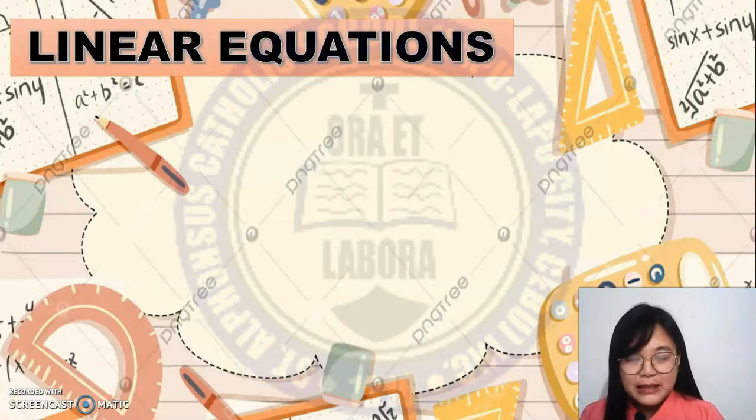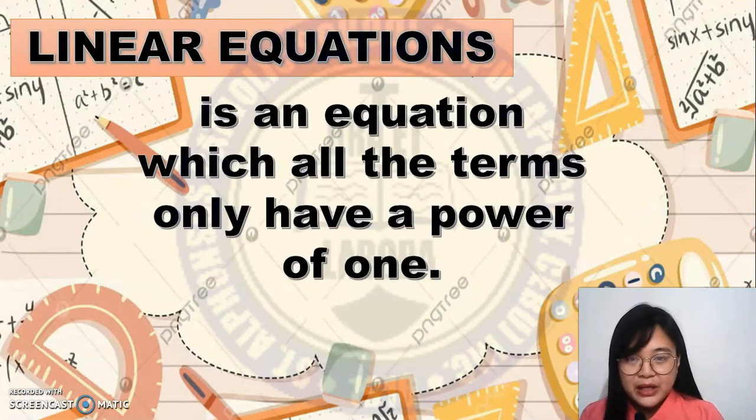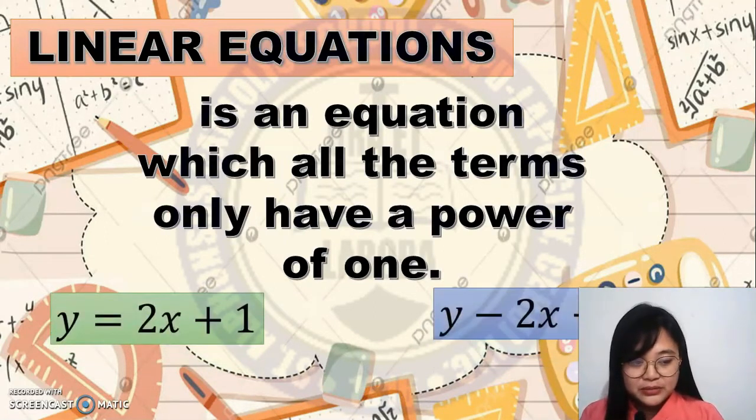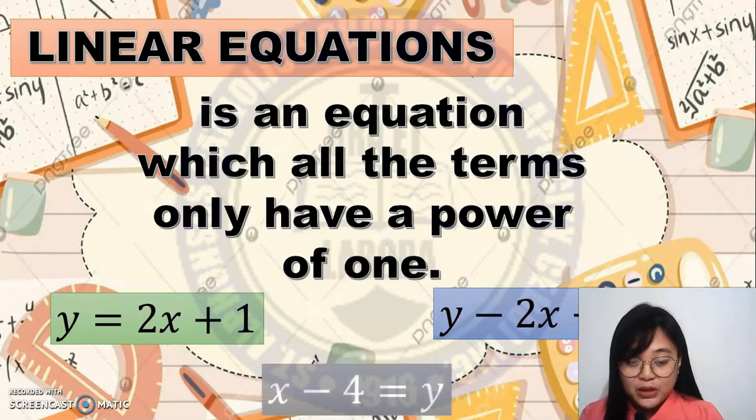So what are linear equations? A linear equation is an equation in which all the terms only have a power of 1. For example, y equals 2x plus 1, y minus 2x plus 1 equals 0, and x minus 4 equals y. All of them have an exponent of 1, so they are considered linear equations.